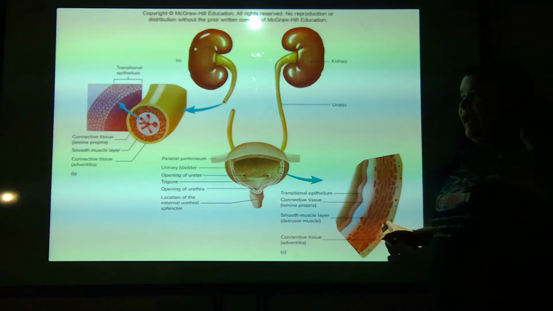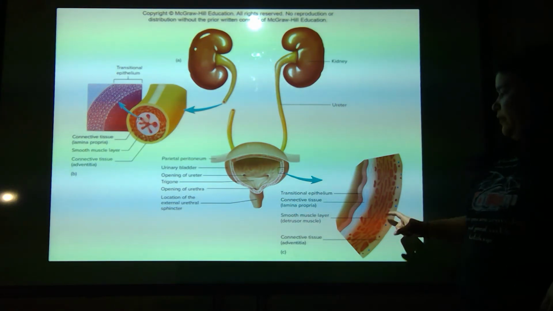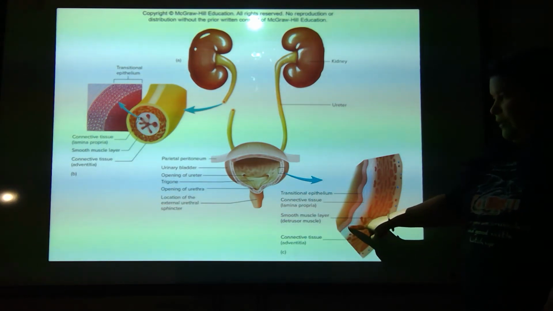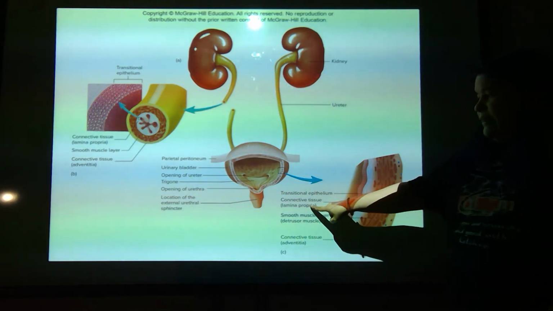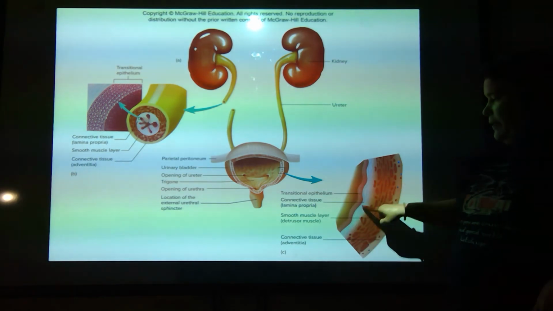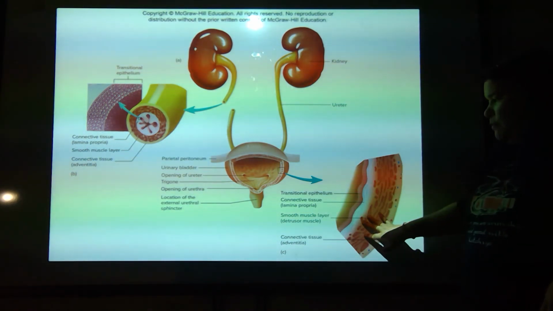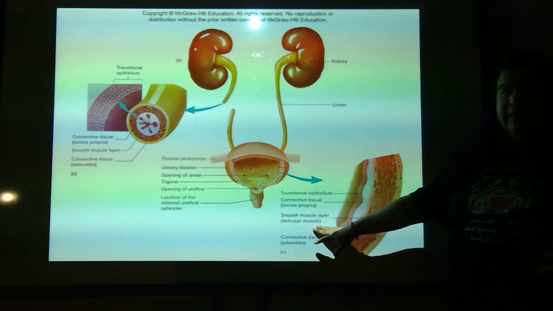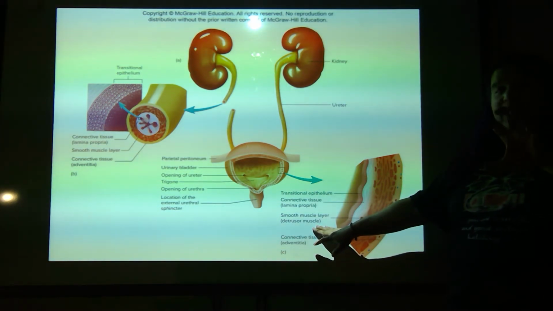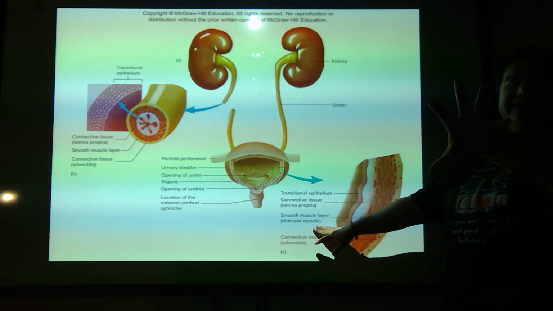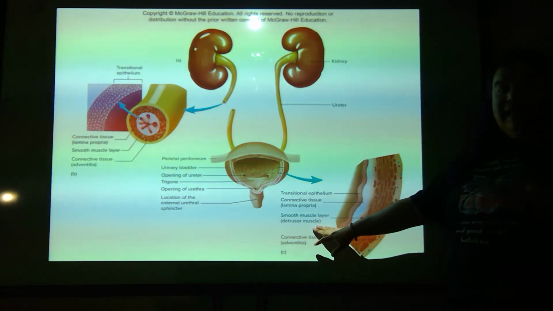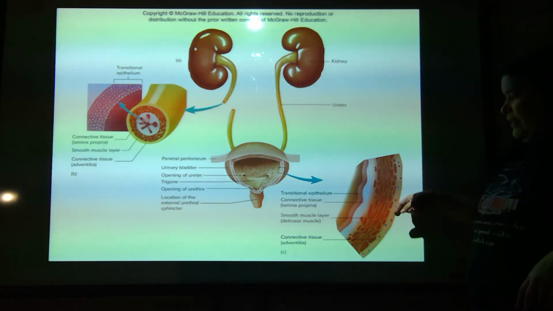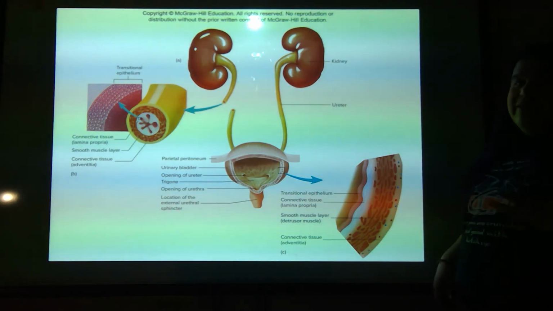Looking at the actual wall of my bladder, again, transitional epithelium. I've got that connective tissue, lamina propria. I've got smooth muscle, the detrusor muscle specifically. The detrusor muscle is the one that basically squeezes your bladder and lets you know that you have to go to the bathroom. And then out here, the outermost layer is the adventitia.